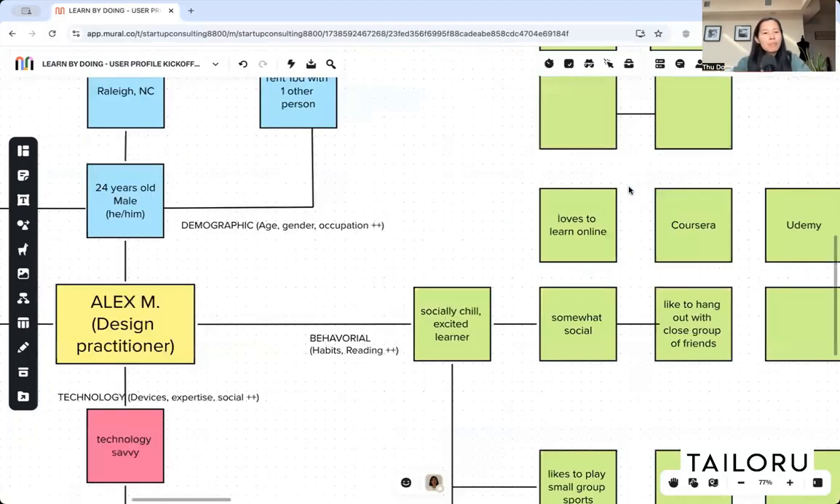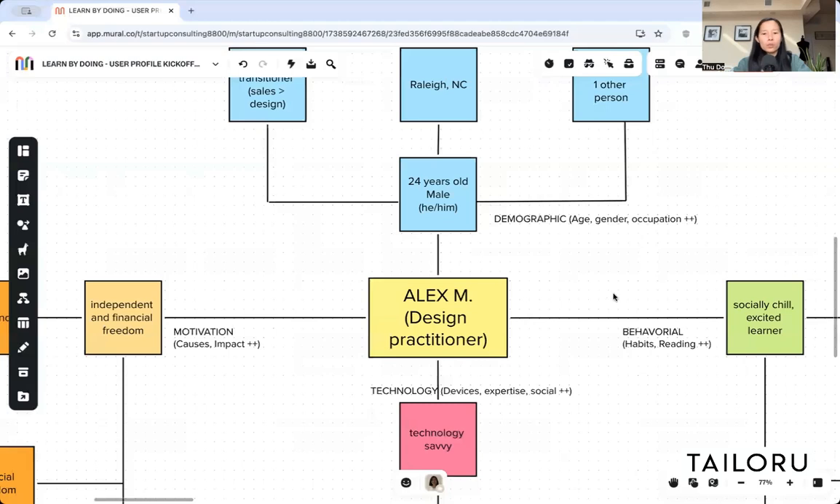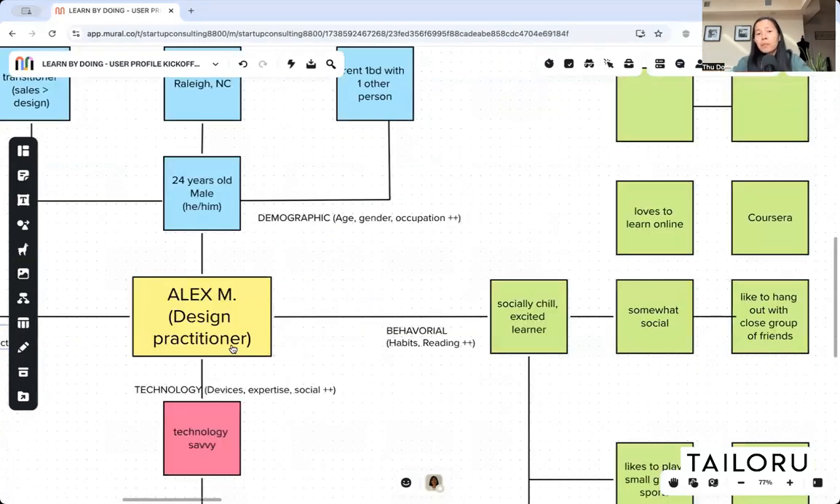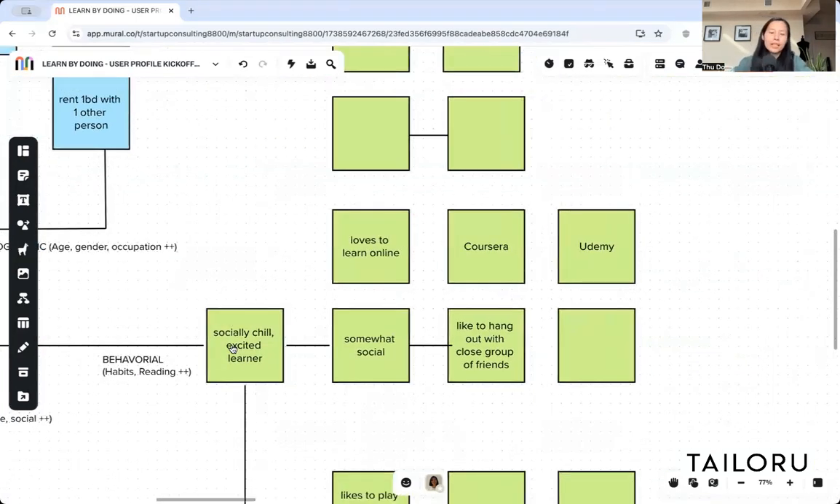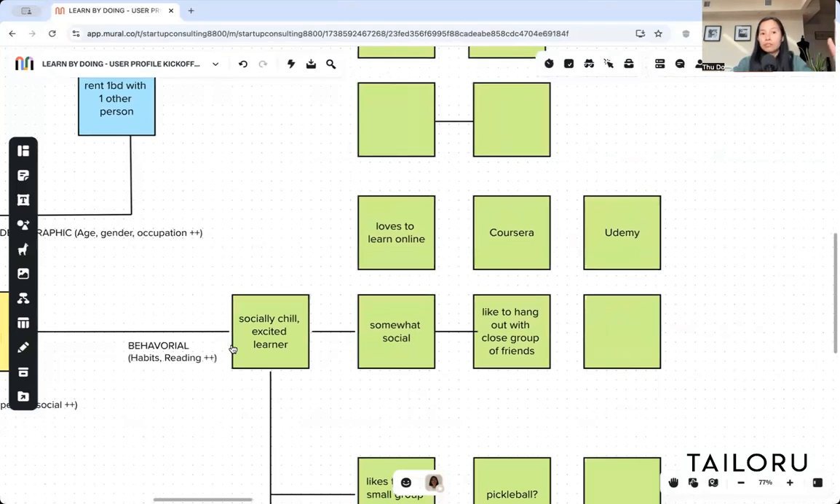The next one, some people actually debate on whether they should go behavioral first or motivation first. The difference here is that behavioral talks about the actions that somebody does, and then the motivation talks about the why and the rationales behind those actions. So behavioral, right? So Alex lives with one other person. He is dating and overall a young professional.